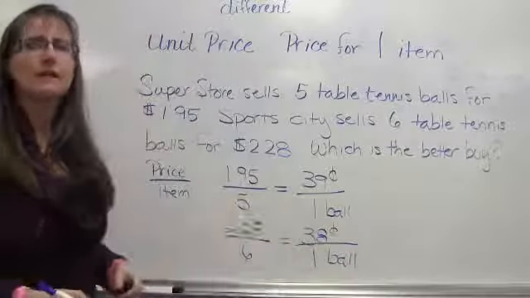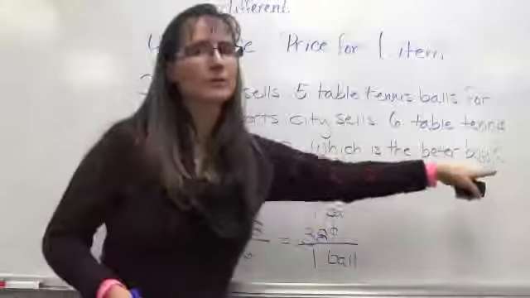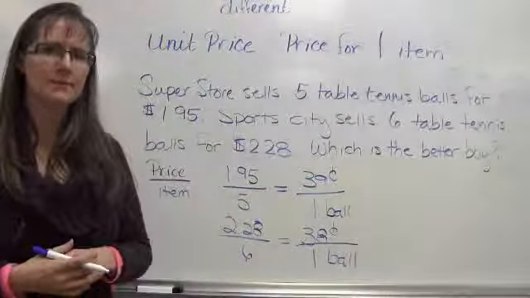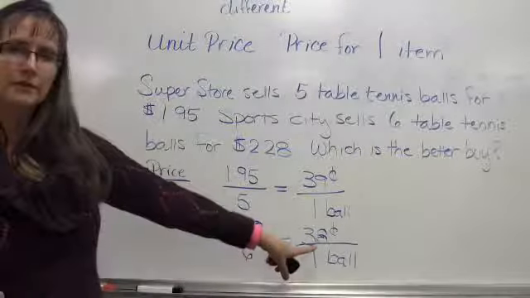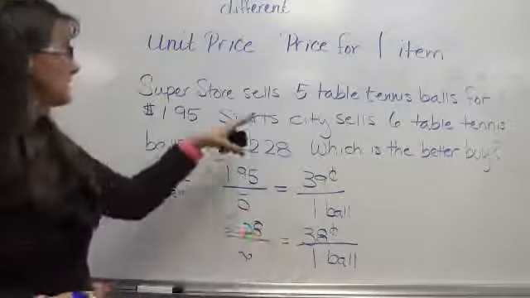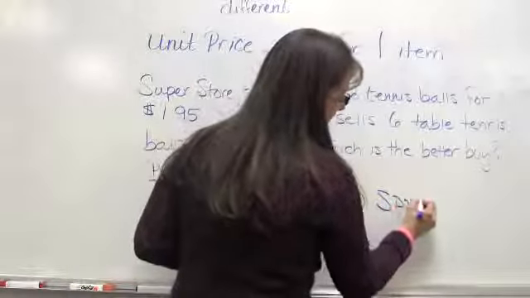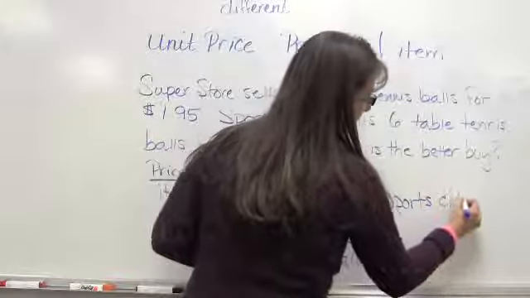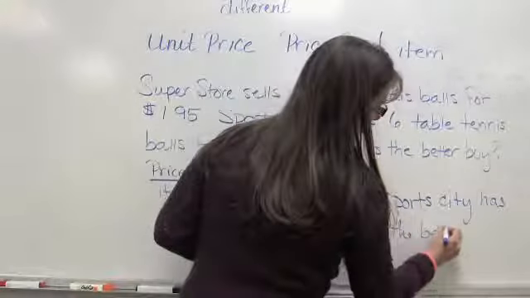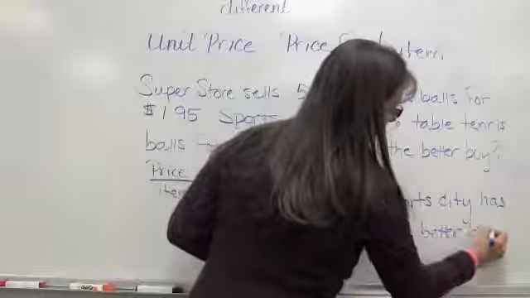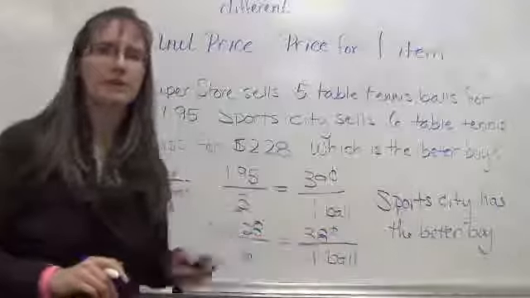Taking it down to the unit price, it's very easy to tell which is the better buy. The question actually ends with which is the better buy, so we need to take the time to go ahead and write that out. The better buy will be the 38 cents for 1 ball. That means that Sports City has the better price. So we'll just say that Sports City has the better buy. And that will take care of it. We've shown our work and we've answered our question.